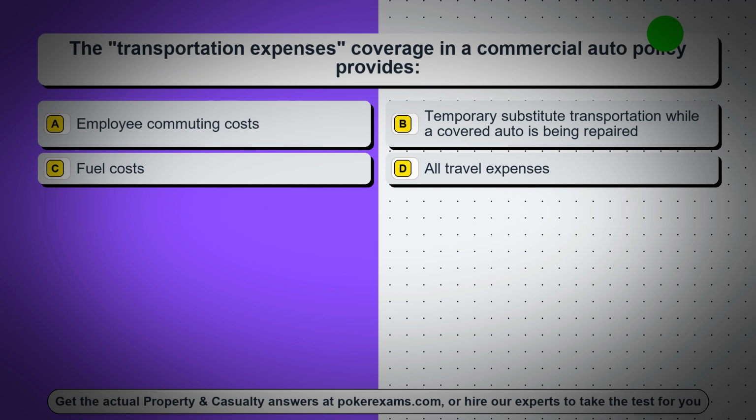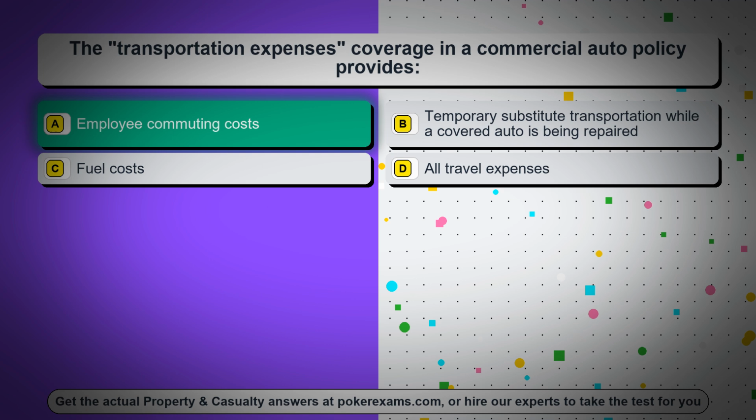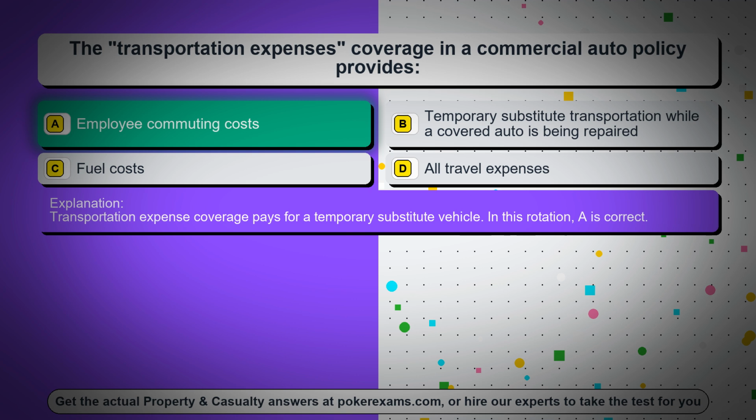Question 78. The transportation expenses coverage in a commercial auto policy provides: Option A, employee commuting costs. Option B, temporary substitute transportation while a covered auto is being repaired. Option C, fuel costs. Option D, all travel expenses. The correct answer is option A, employee commuting costs. Transportation expense coverage pays for a temporary substitute vehicle. In this rotation, A is correct.